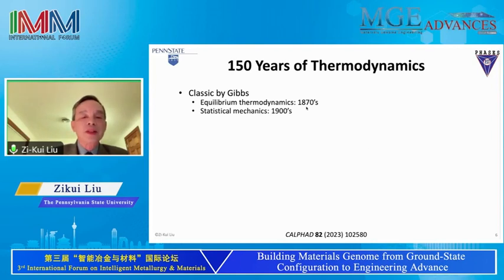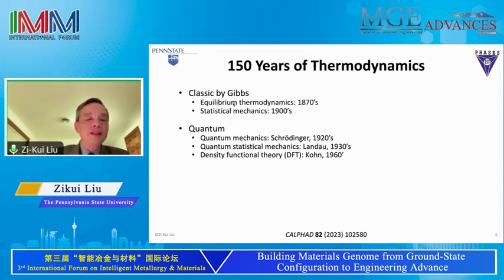That's 150 years ago. And then about 30 years later, he developed statistical mechanics. Okay, this is equilibrium. That's very important. Keep that as equilibrium. And then we know that about 50 years later, we had quantum mechanics. Then we have quantum statistical mechanics. And about another 100 years later, we get density functional theory to digitize quantum mechanics.